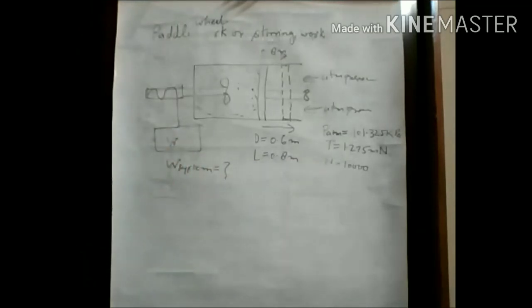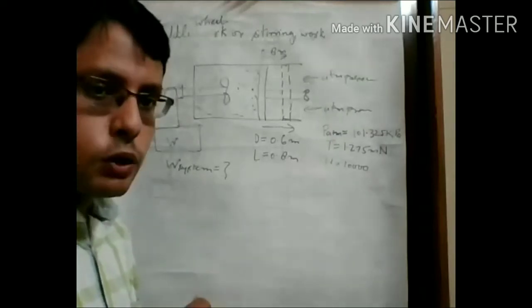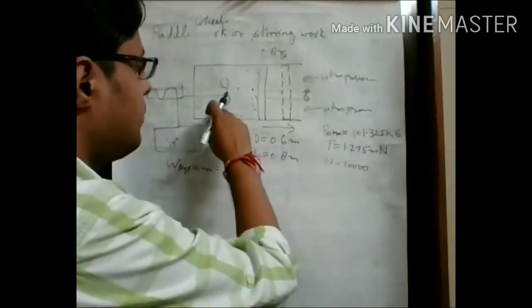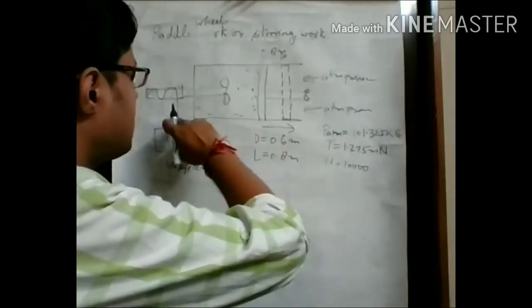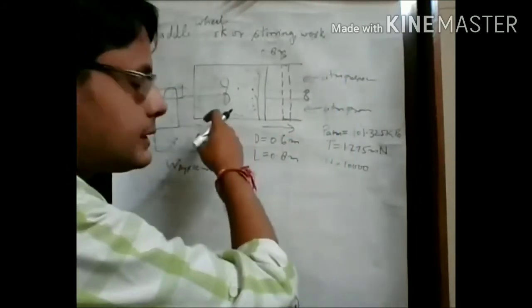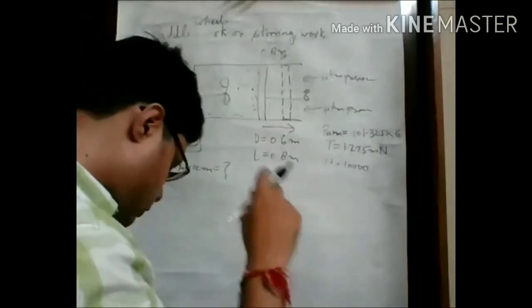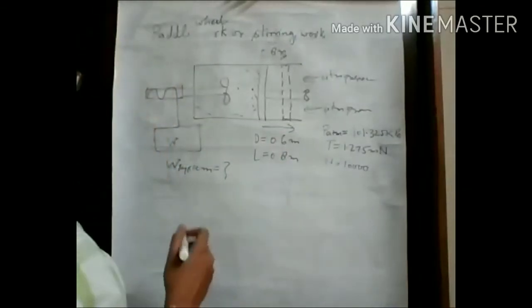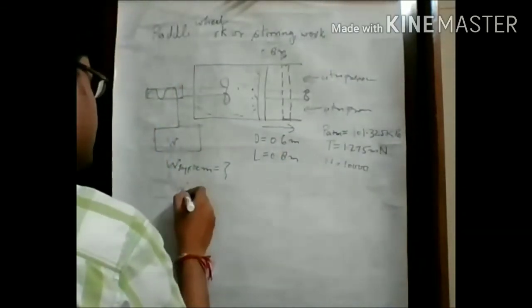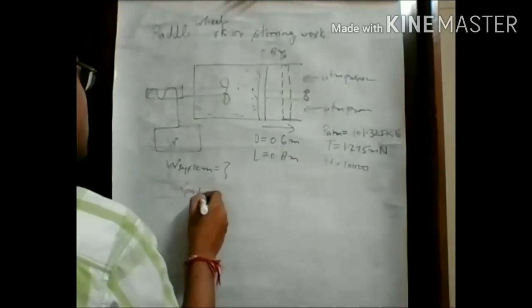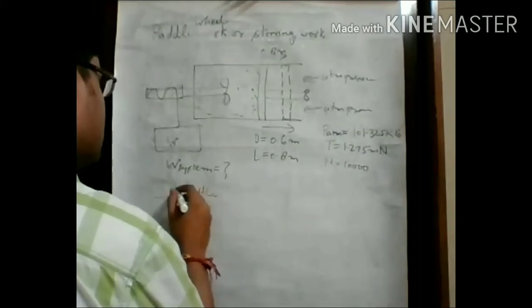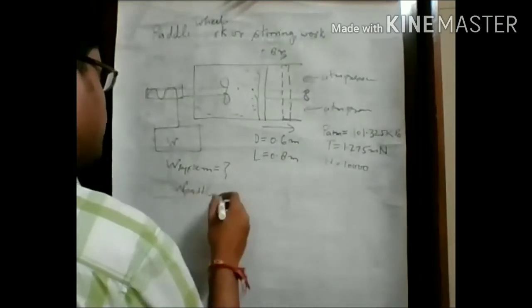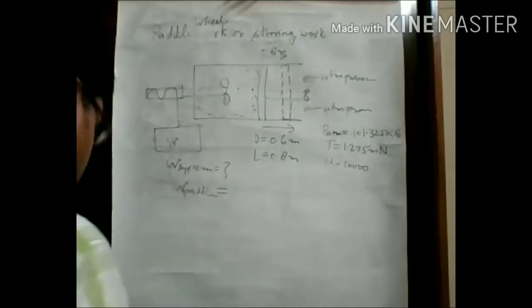So we can clearly see there are two types of work. The first one is paddle work, and the second one is piston work. Paddle work is on the system. So we have to calculate firstly paddle work. So what is W paddle work?